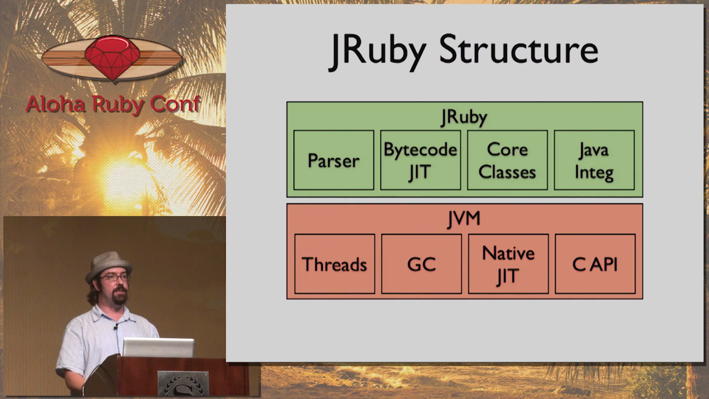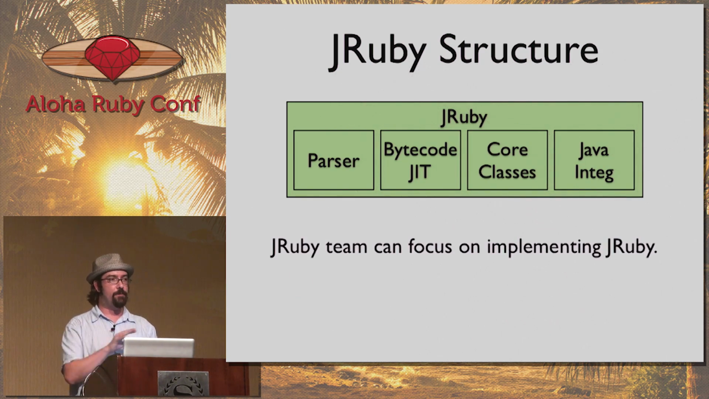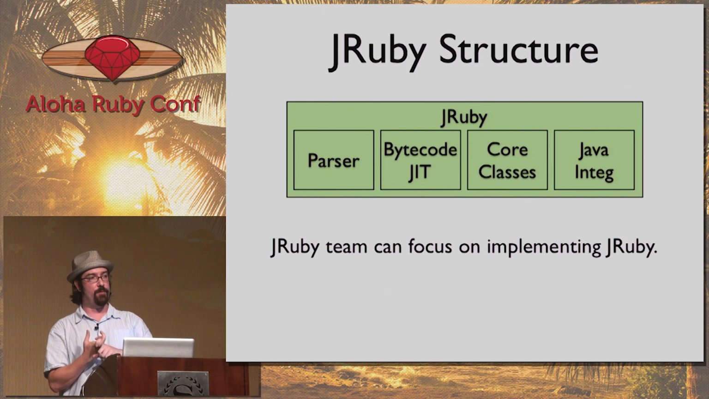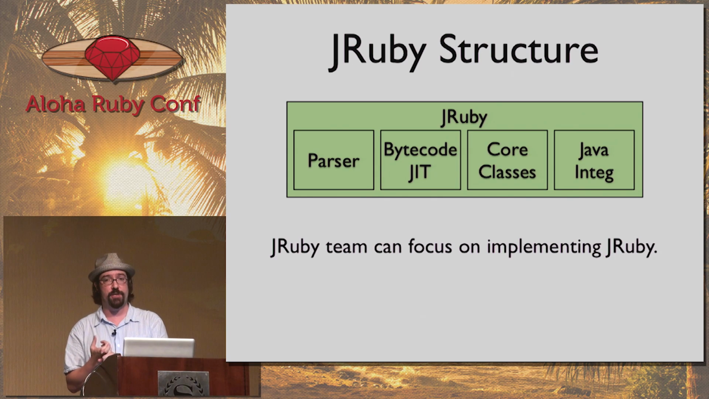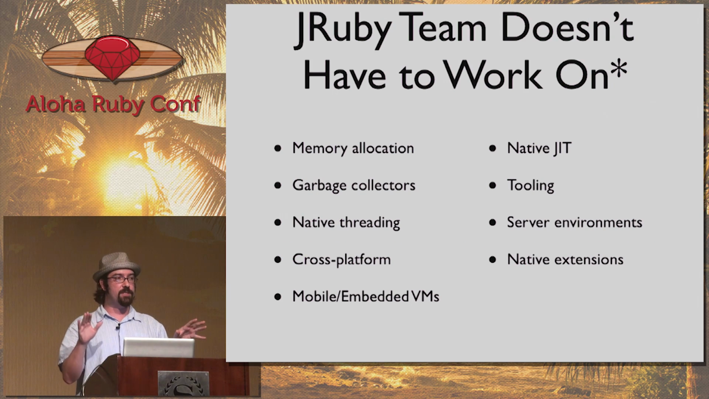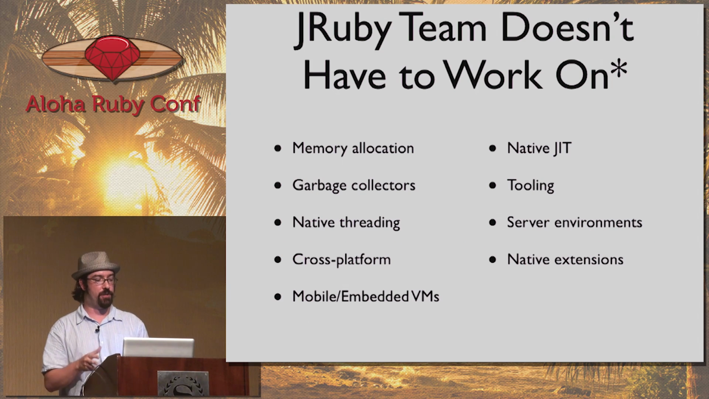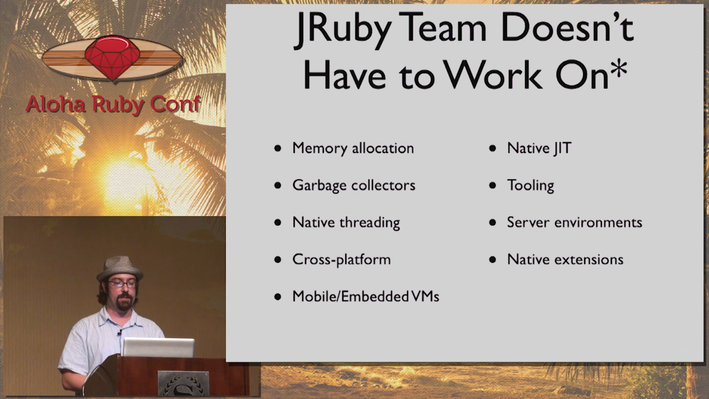And what that means is that basically we don't have to worry about any of that stuff. We don't have to sit and work on implementing a GC or debugging a GC, which is even more fun. We don't have to write an optimizing native JIT. The JVM guys do that. And we just have to implement things in the right way to utilize the JVM. It means there are so many pieces of JRuby that we just don't have to do. We don't have to worry about all of this stuff.